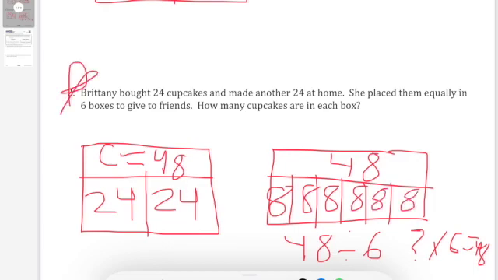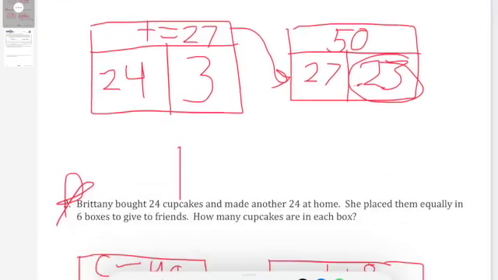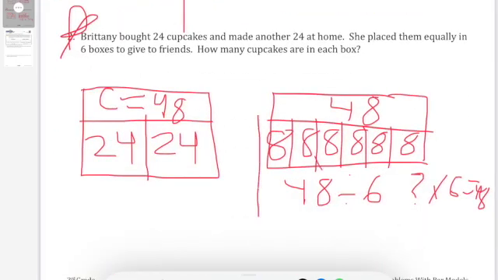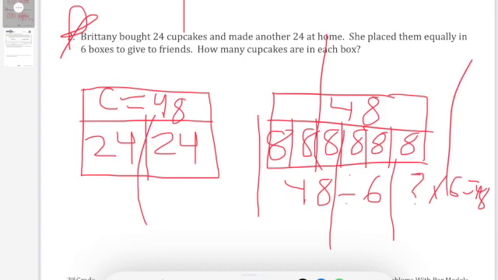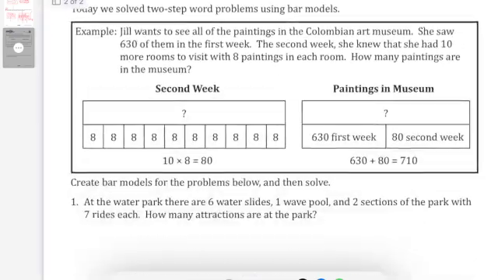Remember to put a star if you got it correct. Put a circle if you missed it. Let's go on to the next page. If we can scroll. There we go.